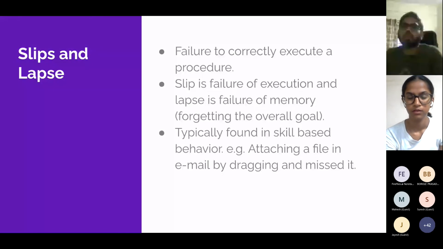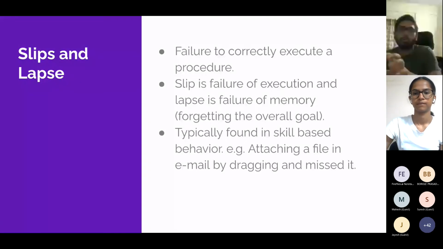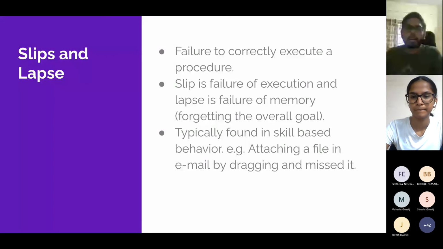A slip is where the user tried to execute something but failed in that execution. For example, when we try to drag and drop an attachment into, let's say, our Gmail. In that case, if we drag and drop it somewhere outside that particular drop box, the action will not execute. So that is one example of a slip.